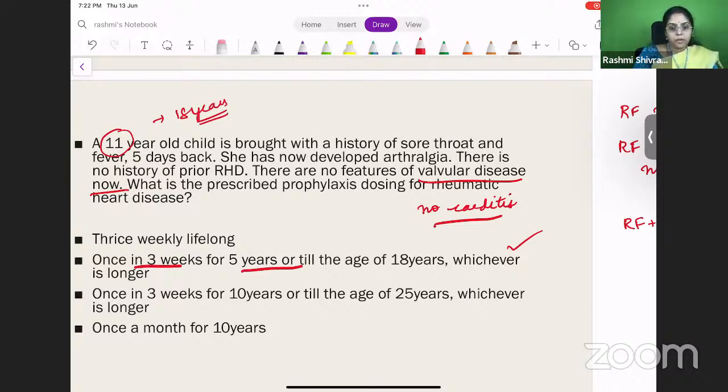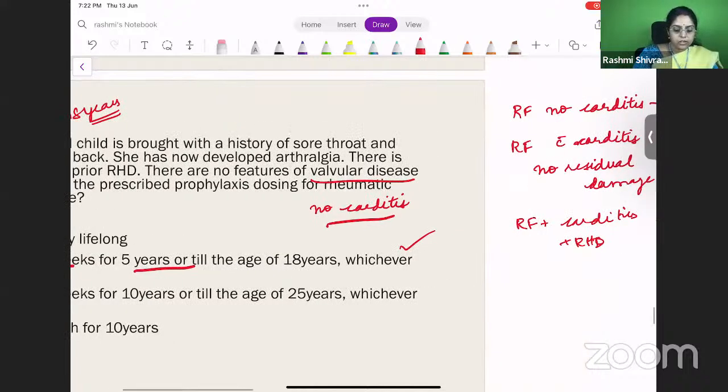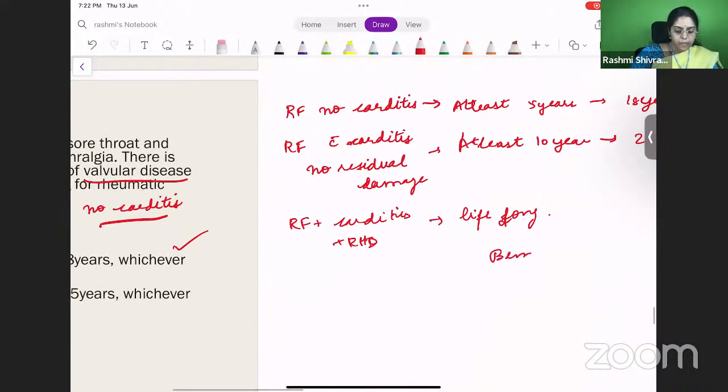So what is the drug which you give for prophylaxis? That is benzathine penicillin. Right? Drug is benzathine penicillin. This is very simple. 1 million units every 3 weeks.